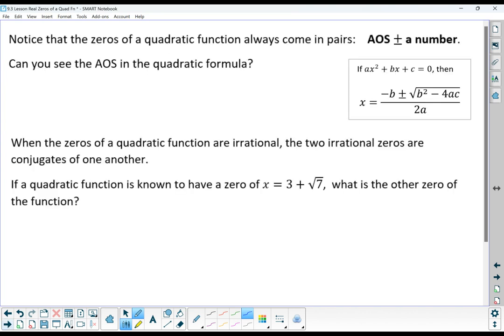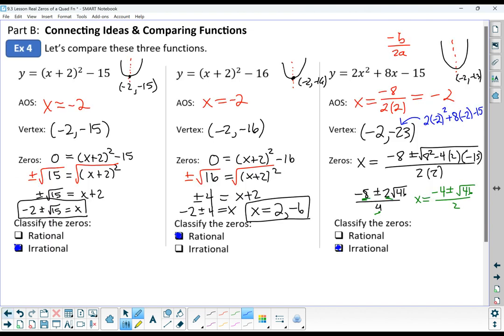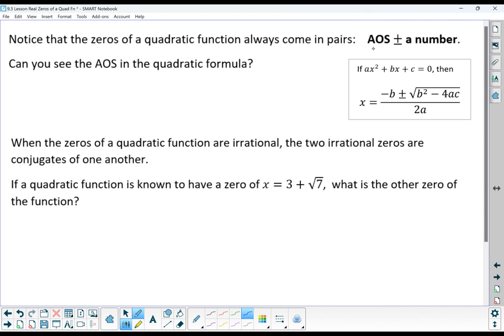I hope you noticed that the zeros of the quadratic function always come in pairs. I'm going to go back a second. It's like a number that happens to be the axis of symmetry plus or minus some other number. And sometimes that number is a rational number, and sometimes it's an irrational number. And you can see that axis of symmetry, -2, right there.